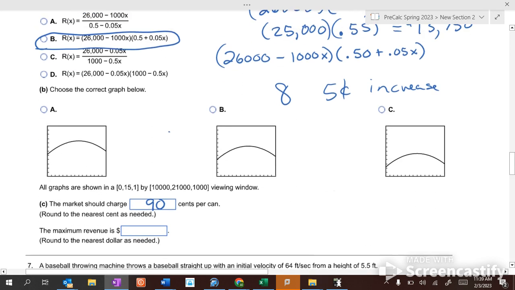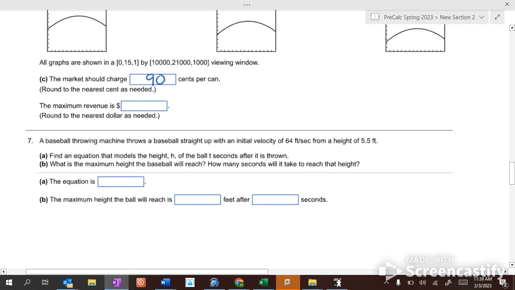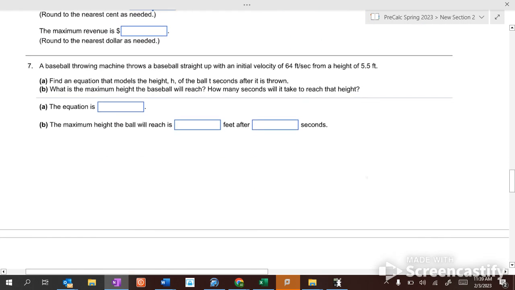If I charge 90 cents a can, what's my revenue? Well, you put 8 in here and 8 in here, and you figure out your revenue. Okay? Good enough.